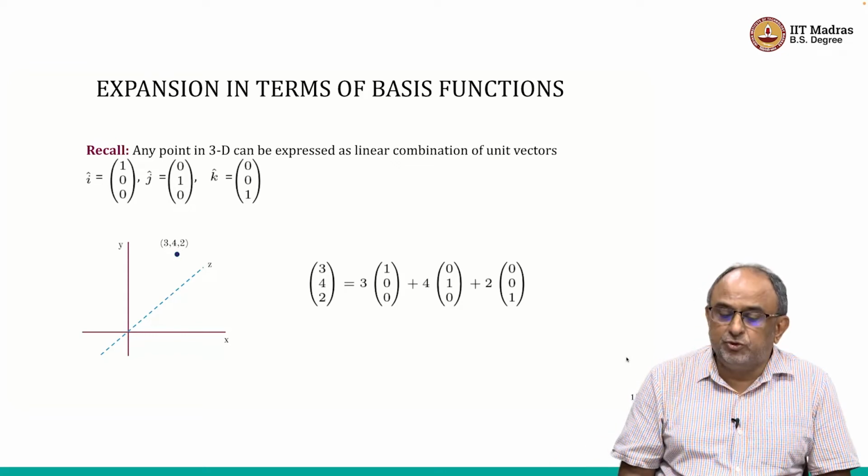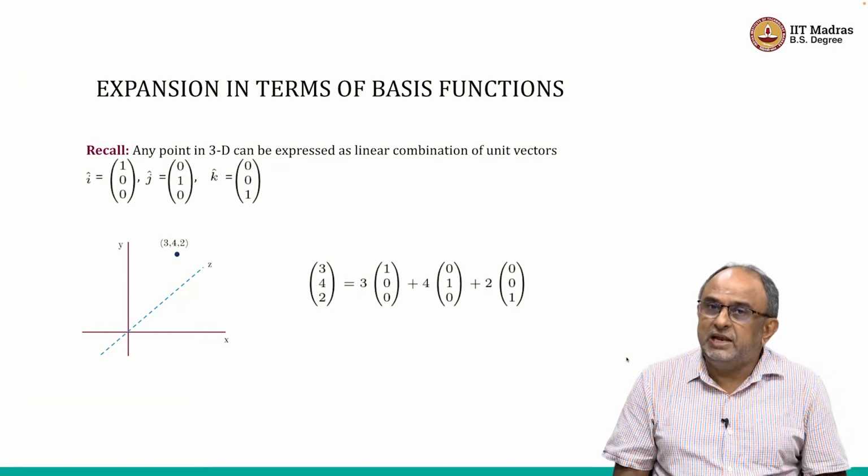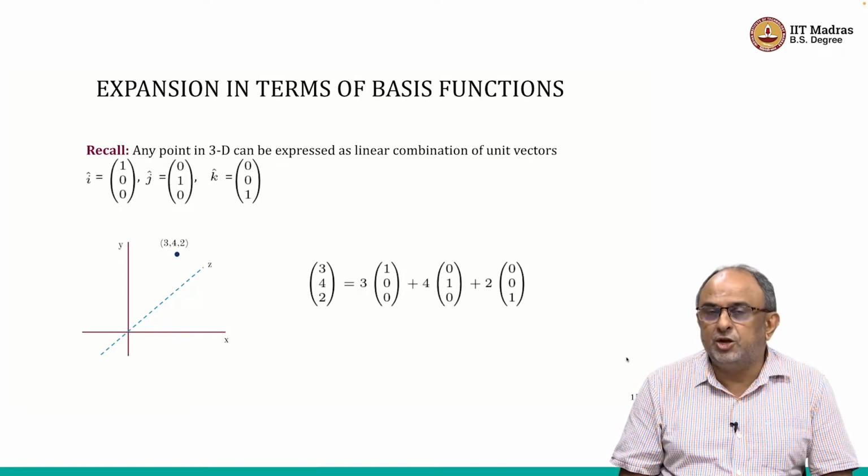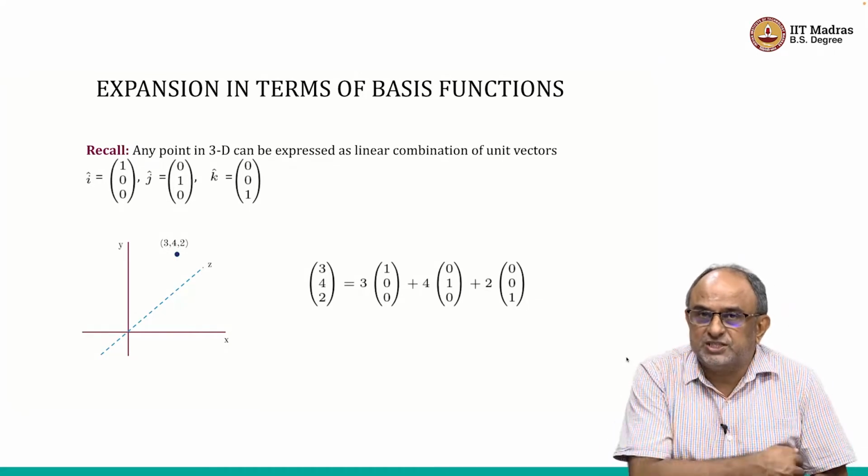And typically we use unit vectors, the i cap, the j cap, and the k cap. So, the point 3, 4, 2, which is a vector also, I can write as a point or as a vector, is nothing but a linear combination of the i cap vector, the j cap vector, and the k cap vector. So, any point in a 3-dimensional space can be written as a linear combination of these 3 vectors. These are basically called the basis functions.